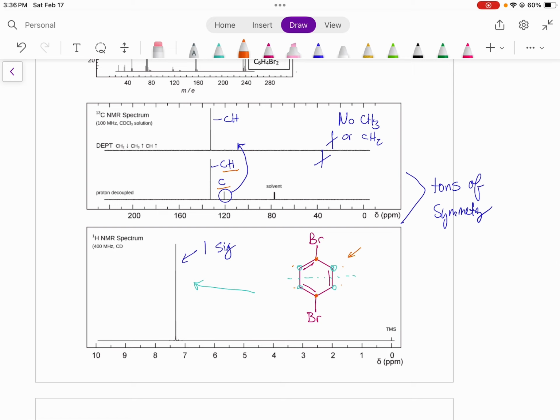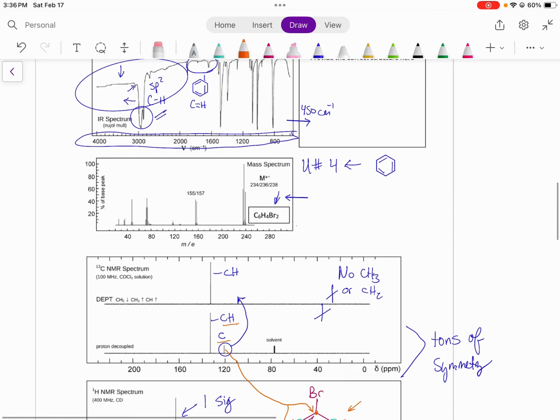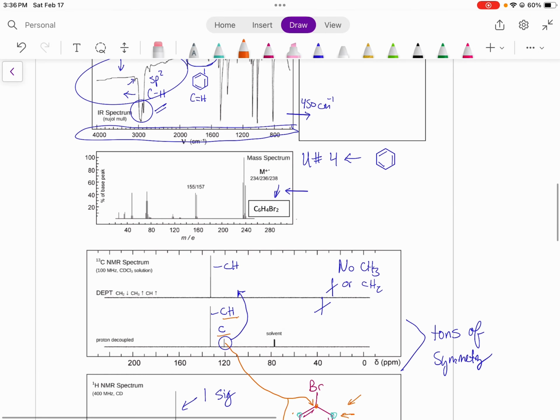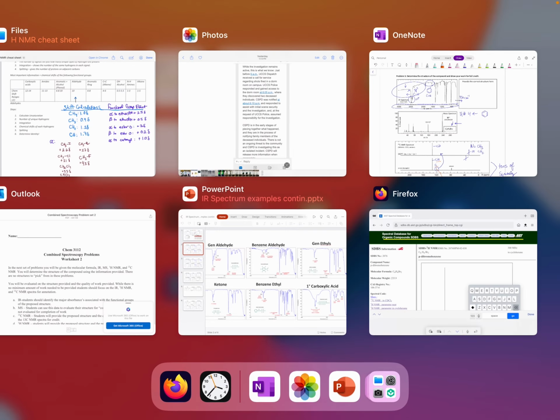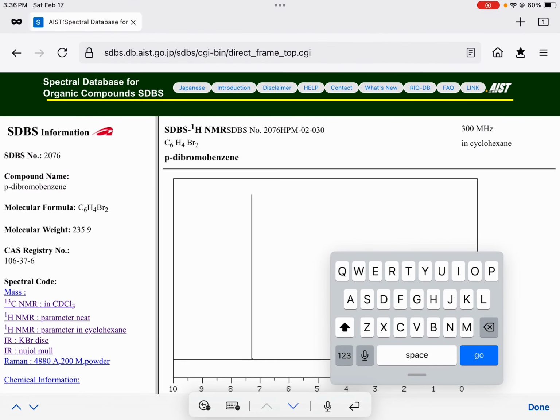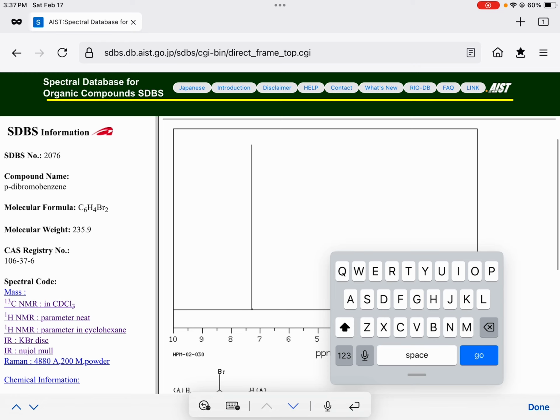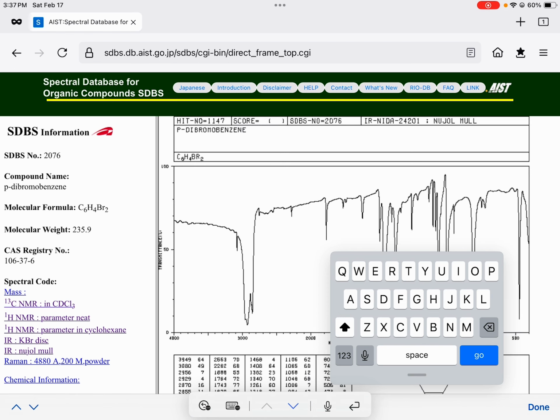And this signal needs to be labeled in that area, and then the CH will go in over here. So that is our first spectra, and that looks corroborated, but we can also do a search, which I did, and you can see for sure that that is the same spectra.